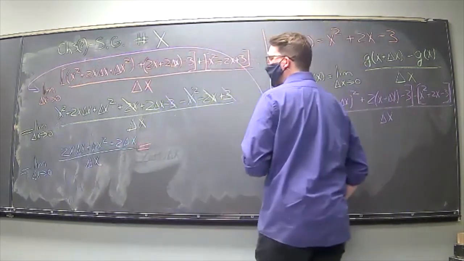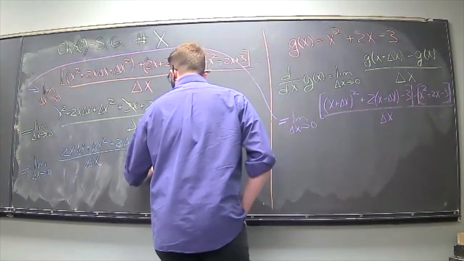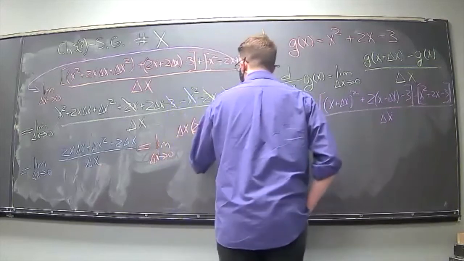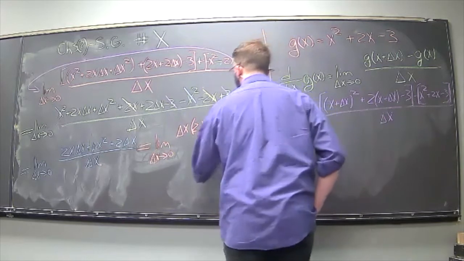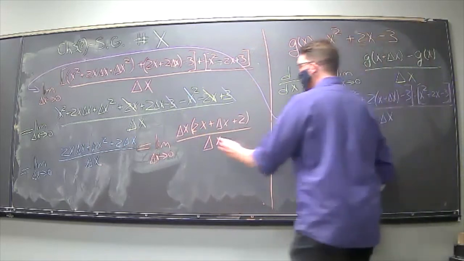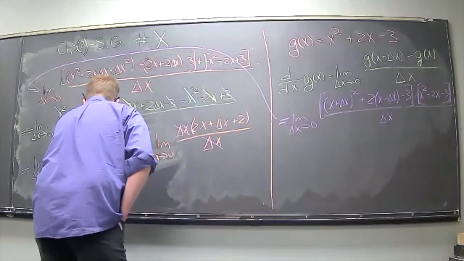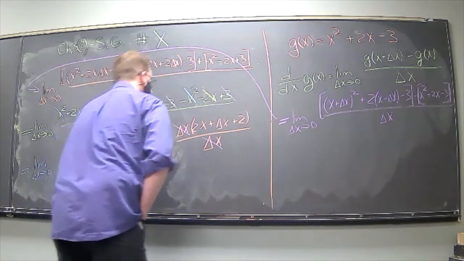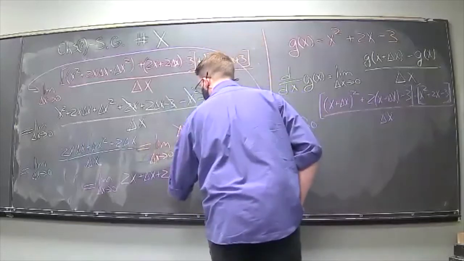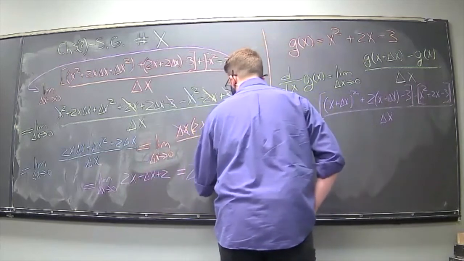But we've got some more cancellations now, because we can group all these delta x, right? We can factor out a delta x up here and get the limit as delta x goes to 0 of delta x times the quantity 2x plus delta x plus 2, all divided by delta x. So our delta x's cancel. And what we're left with is the limit as delta x goes to 0 of 2x plus delta x plus 2. This delta x is the only delta x, and it's going to 0. So this comes out to be 2x plus 2.